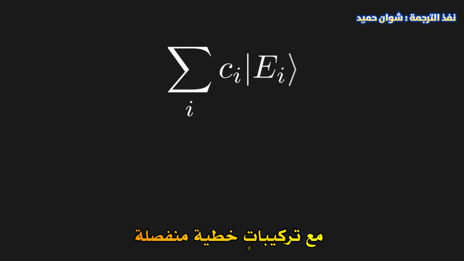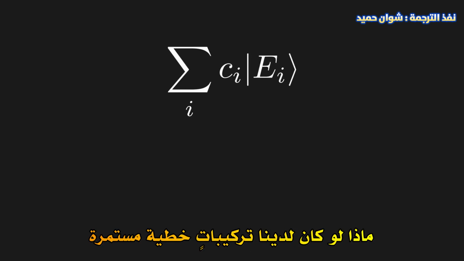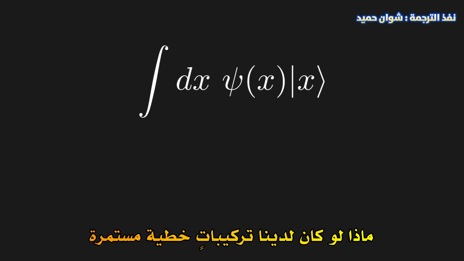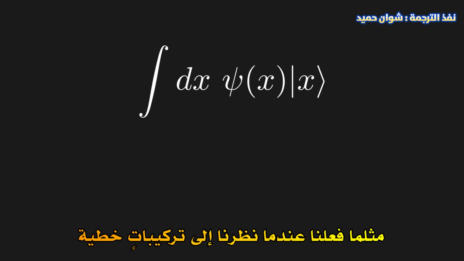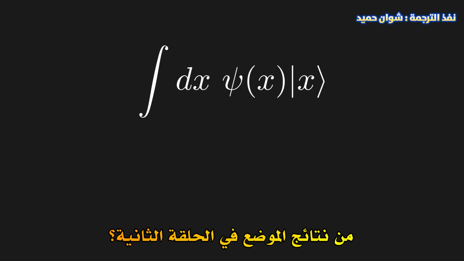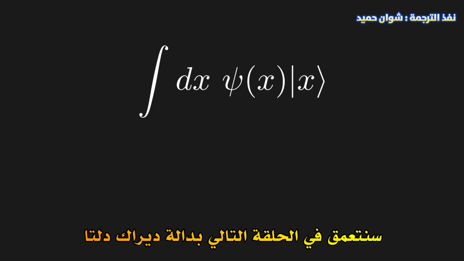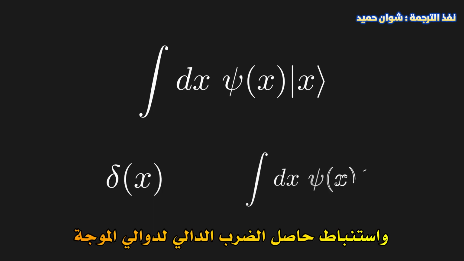Now, we have made a lot of progress with the inner product, but so far we have only looked at the inner product with discrete linear combinations. What if we had a continuous linear combination, like we did when we looked at the linear combination of position outcomes in episode 2? We will delve into this next episode, where we will go in depth on the Dirac delta function and derive the inner product for wave functions.